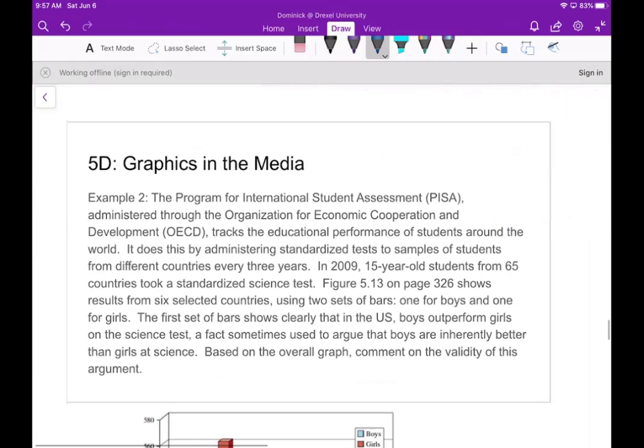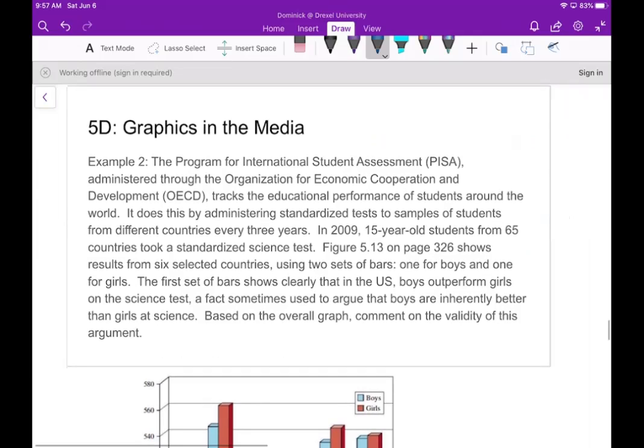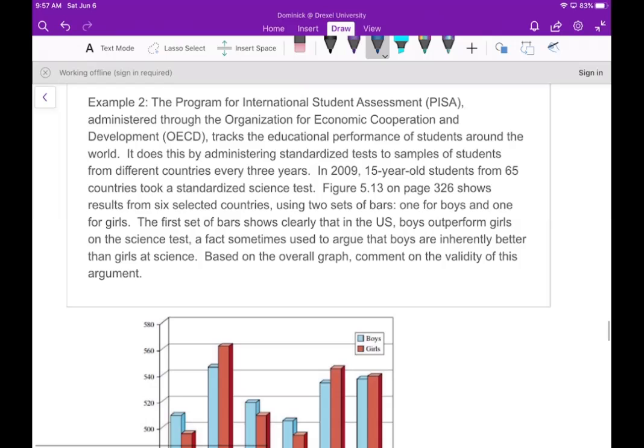So let's look at the next example. So the Program for International Student Assessment, administered through the Organization for Economic Cooperation and Development, tracks the educational performance of students around the world. So it does this by administering standardized tests to samples of students from different countries every 3 years. In 2009, 15-year-old students from 65 countries took a standardized science test.